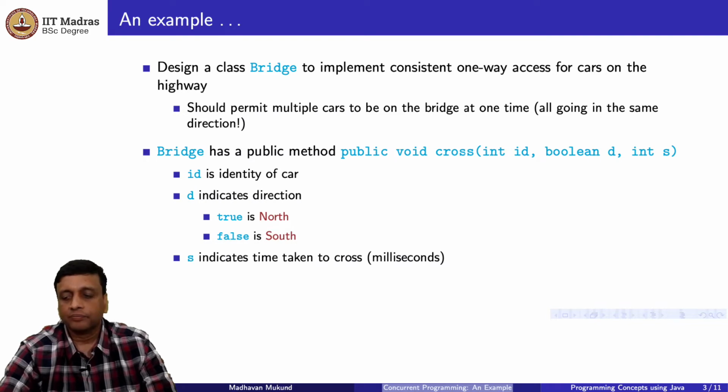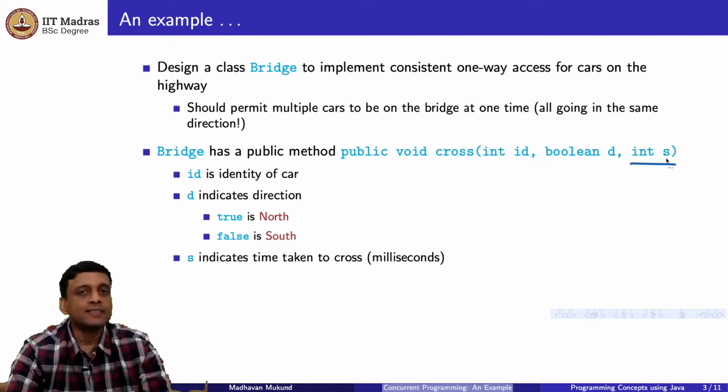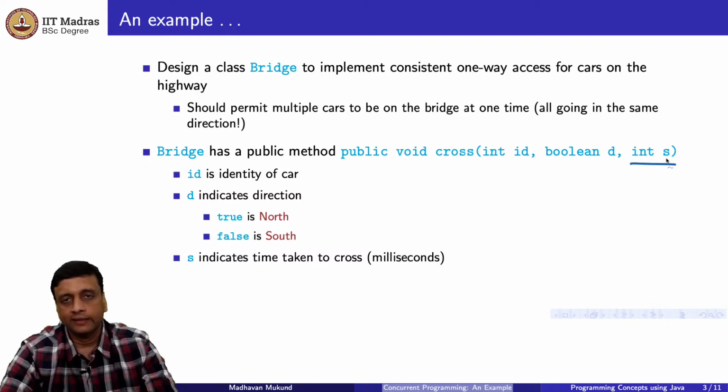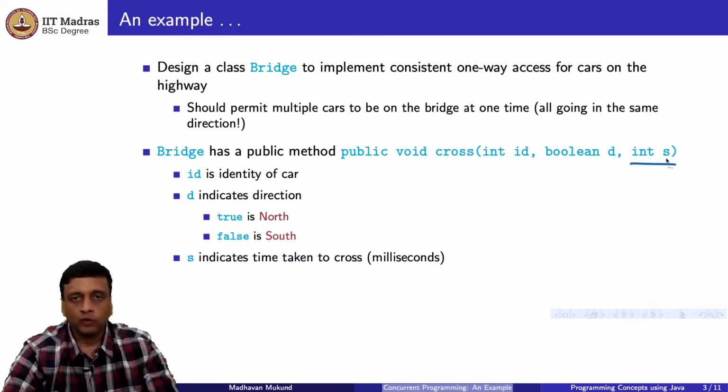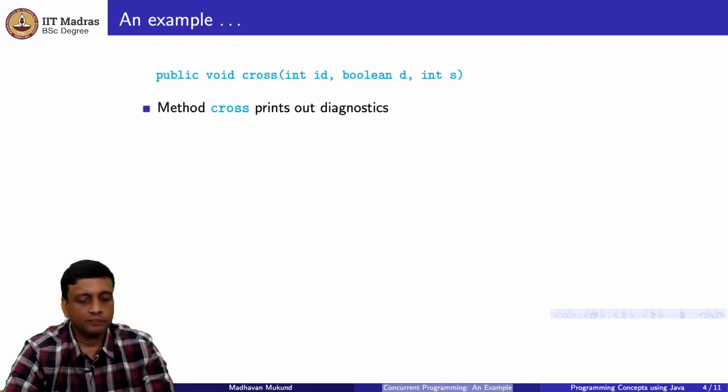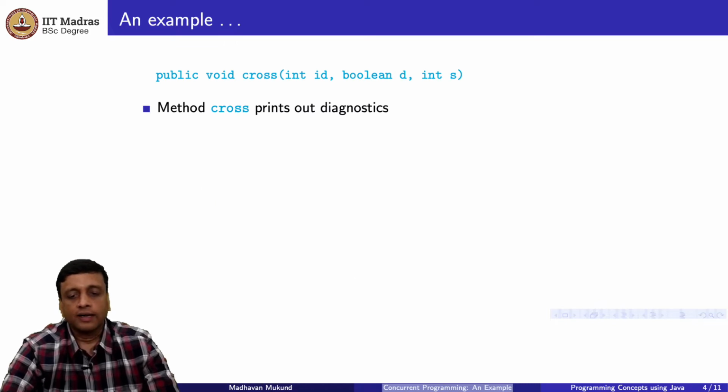And finally, in order for this to make sense, each car has to spend some time on the bridge. I mean, if these are instantaneous things, then there is not much of a problem, right? So because a car is spending some time on the bridge, other cars have to wait. So each car, when it wants to cross the bridge, says, this is my identity, this is the direction I want to go, and this is how much time I am going to spend when I am on the bridge, okay? And this cross method that we are going to define will print out some information.